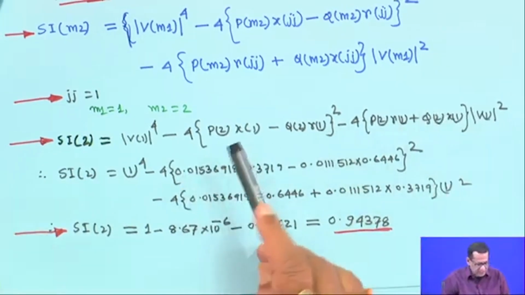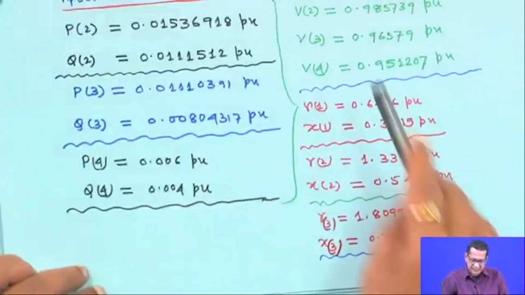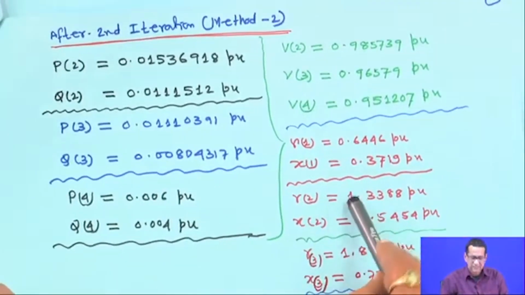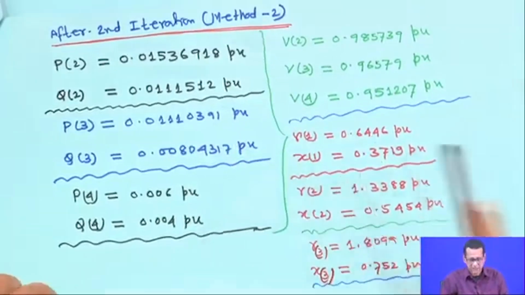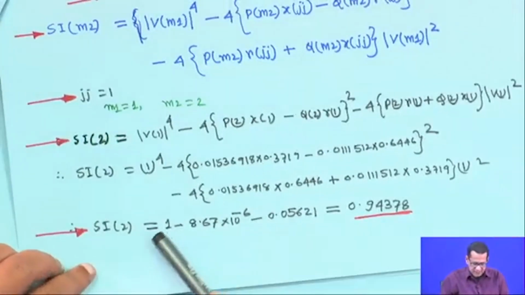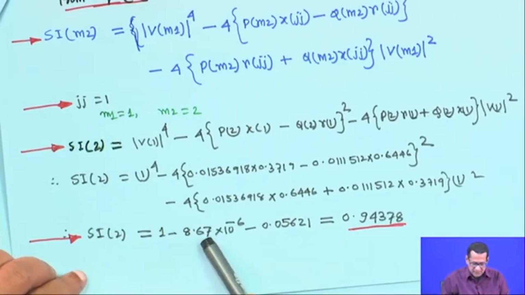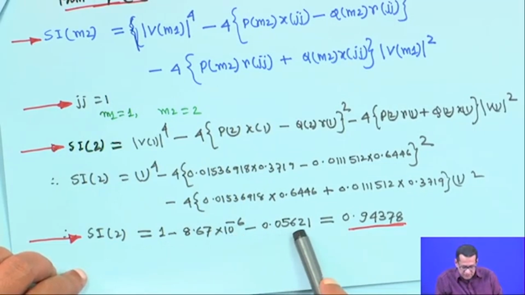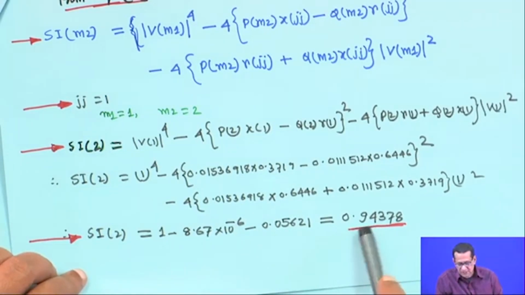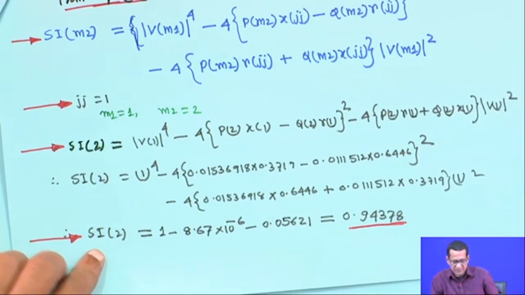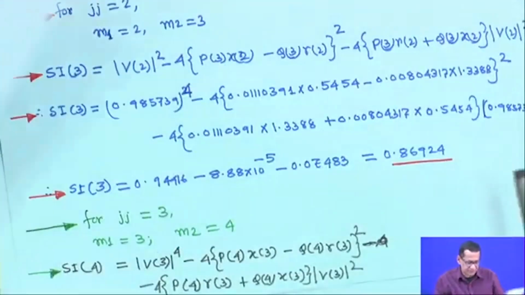So, put all these values, because all these data are given after the second iteration of method 2. If you put all these values, it will come, actually, it is 1 minus 8.67 into 10 to the minus 6 minus 0.0561. So, it is approximately 0.94378, that is the voltage stability index value at node 2. Similarly, find out node 3 and node 4.